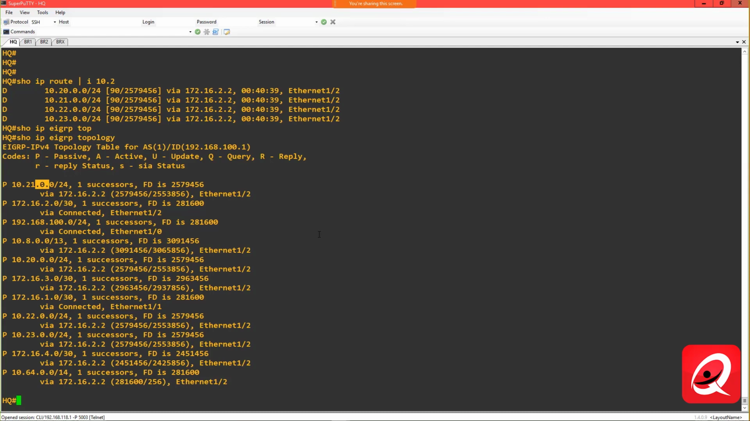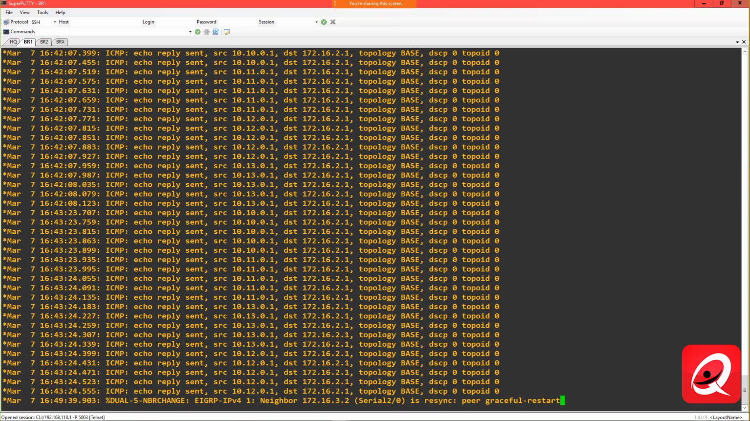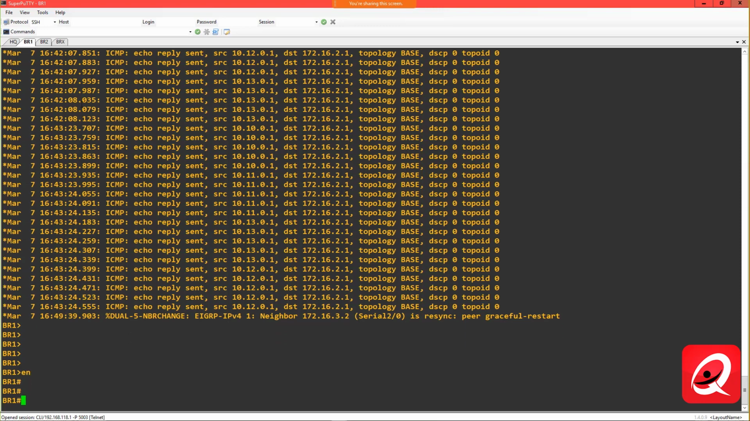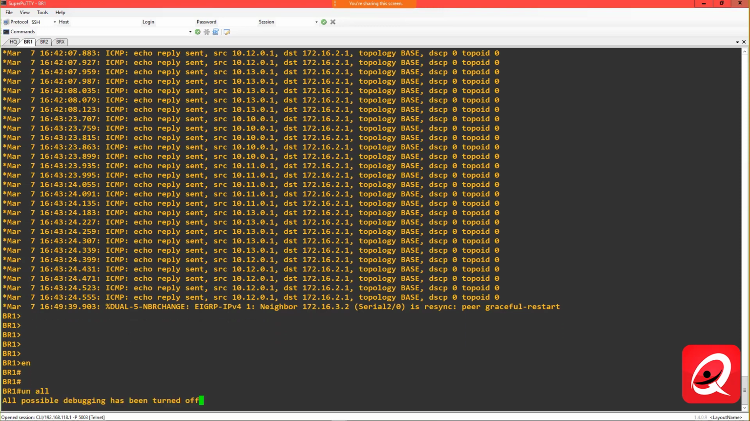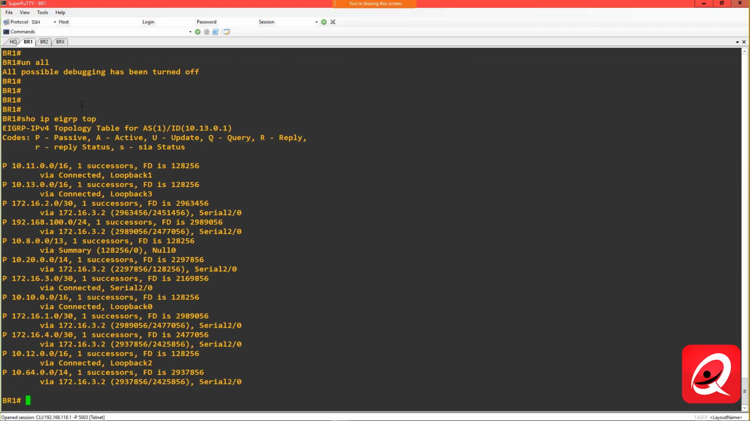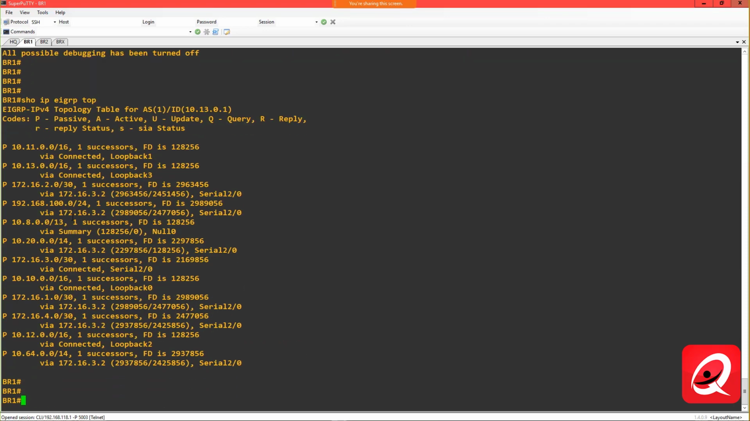Any thoughts? I mean, if I come into BR1, it should be there, right? Oh, let's do an undebug all here. Show IP EIGRP topology. So do I see the /14 in this case? There it is right there.